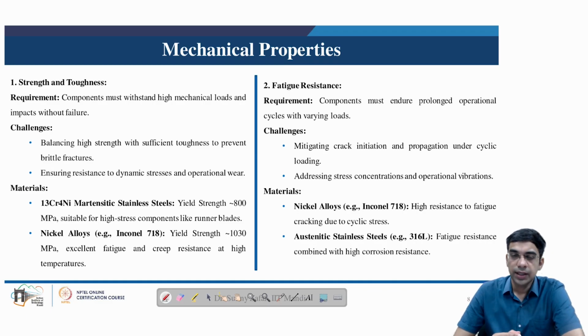Because the density of the working fluid here is almost 1000 times more than the density of the working fluid used in a gas turbine, components in the hydro turbine must withstand high mechanical loads without failure. Challenges include balancing high strength and sufficient toughness to prevent brittle fractures, and also ensuring resistance to dynamic stresses and operational wear and tear.